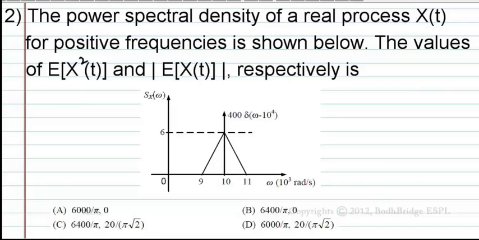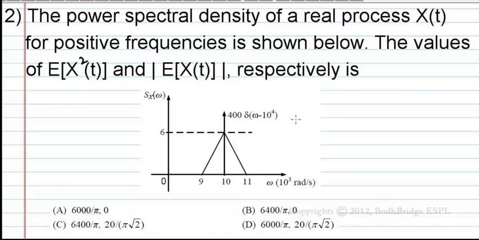The power spectral density of a real process x of t for positive frequencies is shown below. The values of expected value of x square t and mod expected value of x of t respectively is. The options are 6000 by pi comma 0, 6400 by pi comma 0, 6400 by pi comma 20 by pi root 2. The last option is 6000 by pi comma 20 by pi root 2.